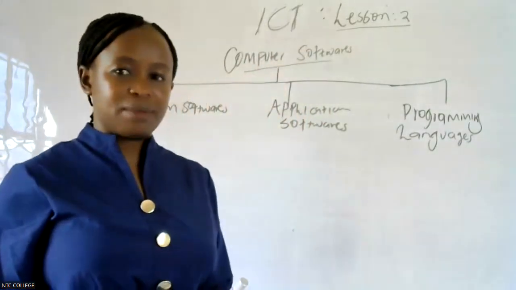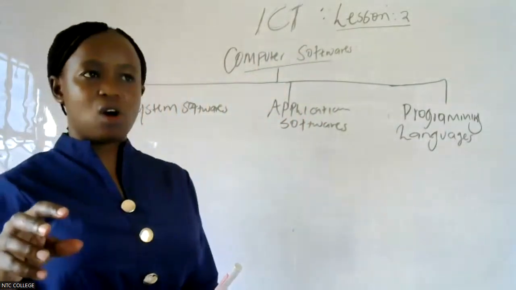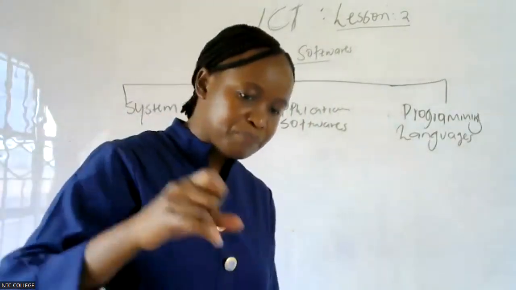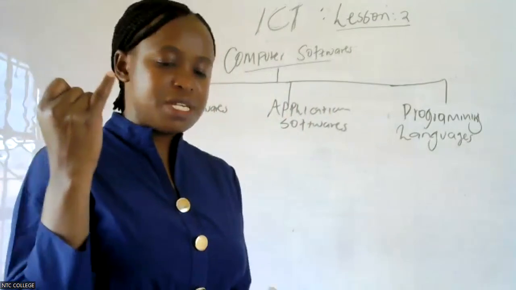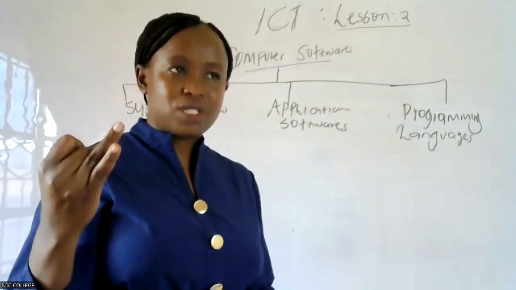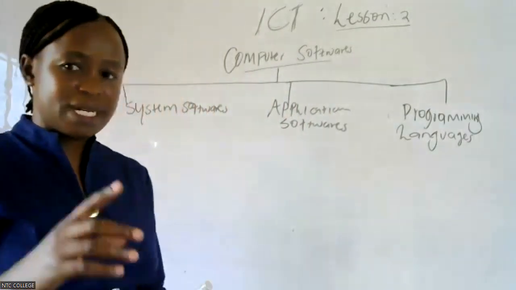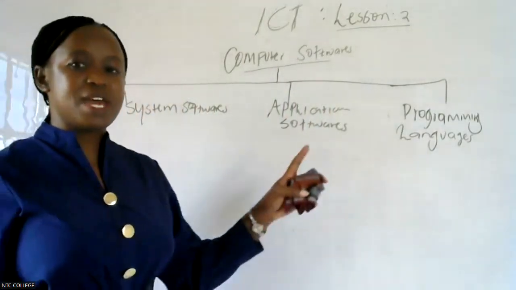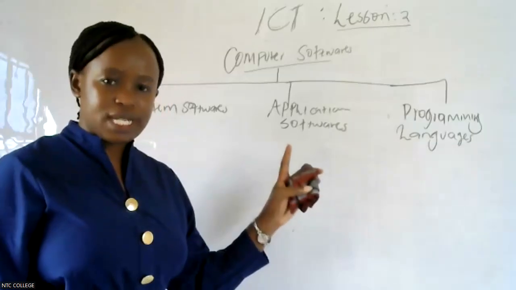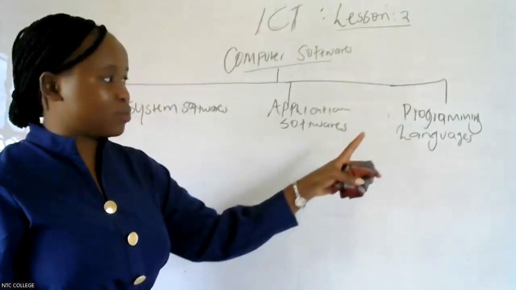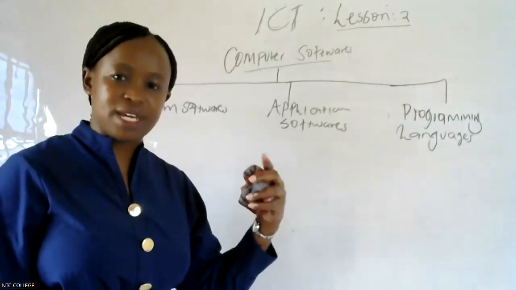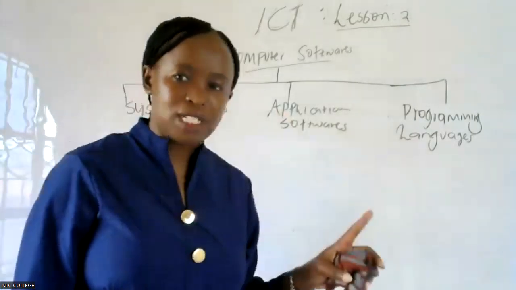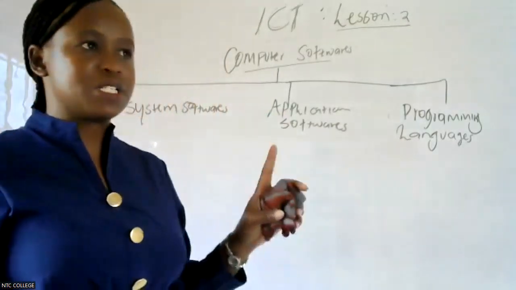Major books and major contexts only highlight two types of computer softwares. That is number one, the system software, and number two, the application softwares. But I've told you to make a note that even the programming languages are part of the computer softwares. It's only that when we get there, people tend to think in terms of coding and all that, but either way, they form part of the computer softwares.